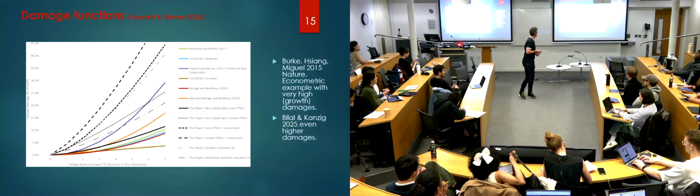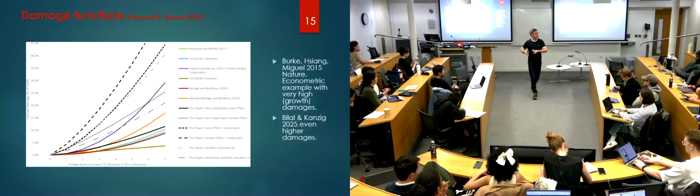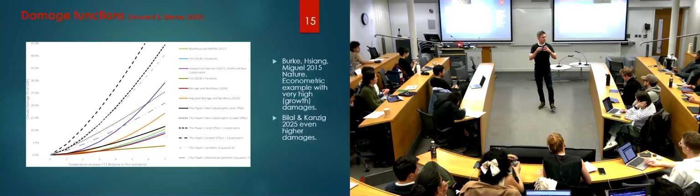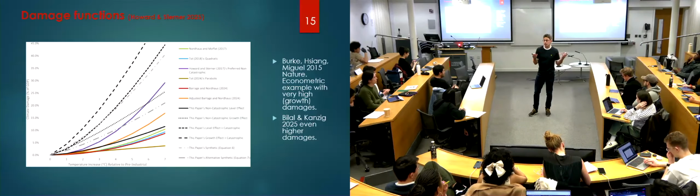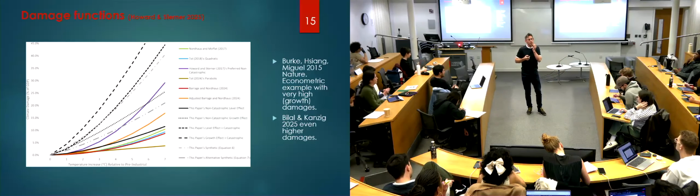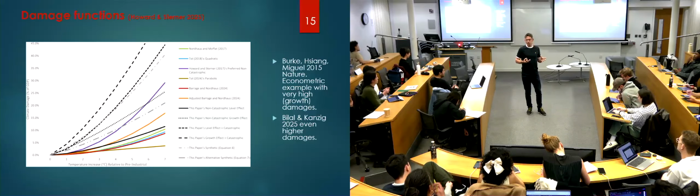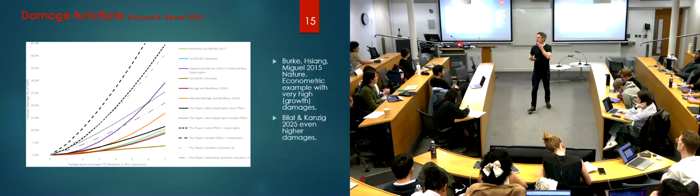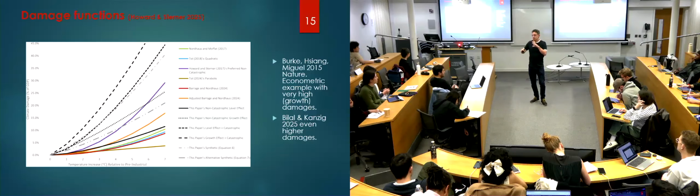Good. Next element, a damage function. How much damage do we get for whatever warming? Well, let's think of 3 degrees of warming. How much percent of GDP do we lose? Maybe we can do a vote.